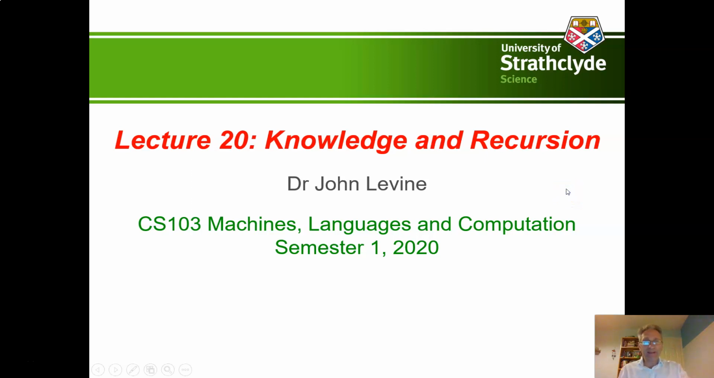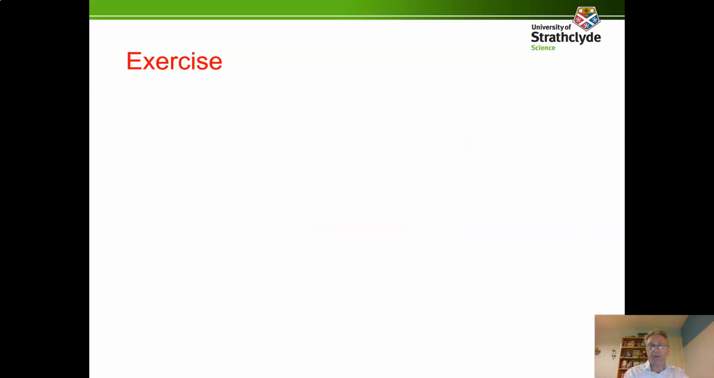So welcome back. What we're going to do now is look at the exercise that I set you to do with Ford and Marvin and Arthur. And then I'm going to move on to show you how we can encode the ancestor relation using rules and using recursion. So let's look at the exercise first.